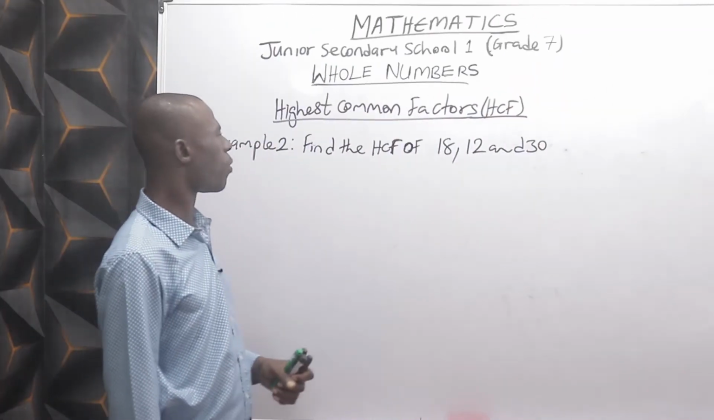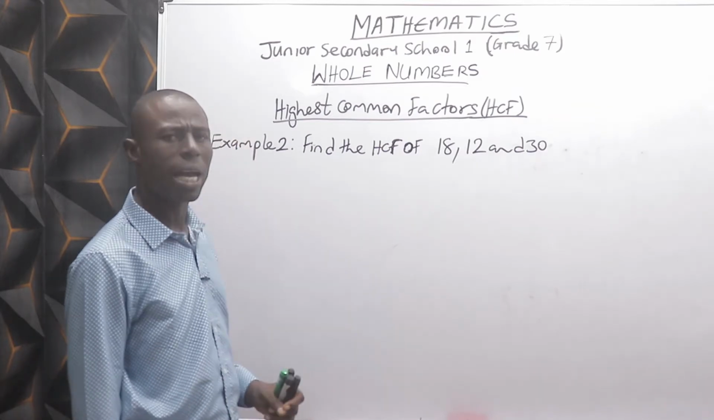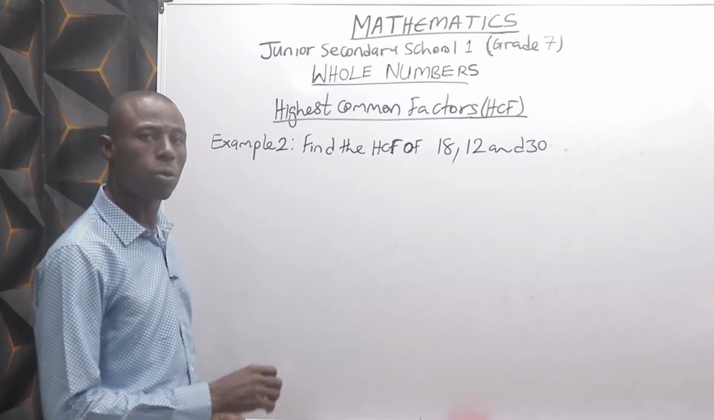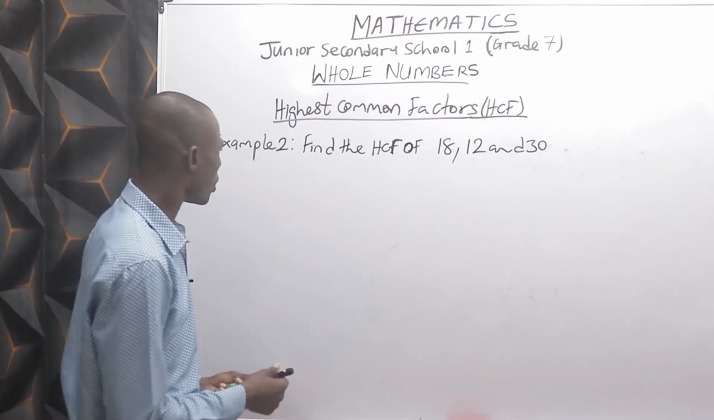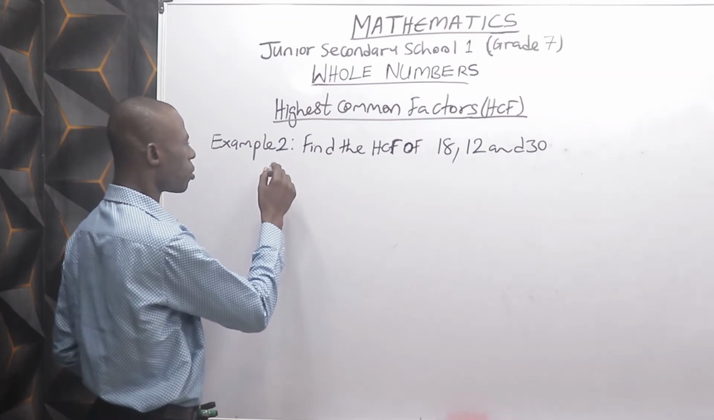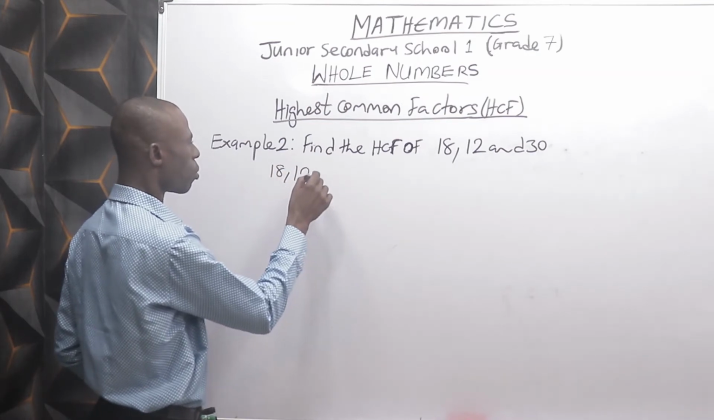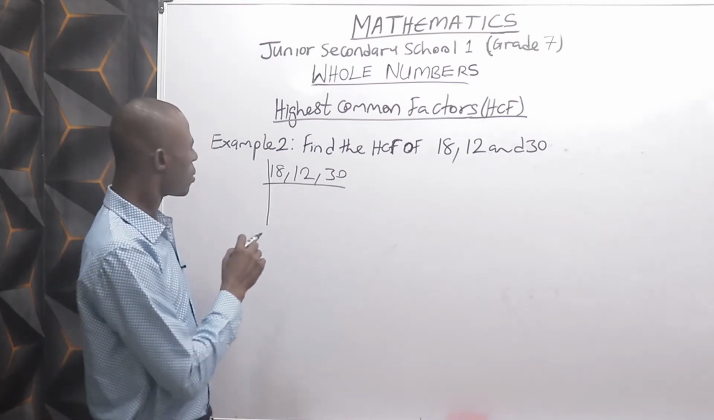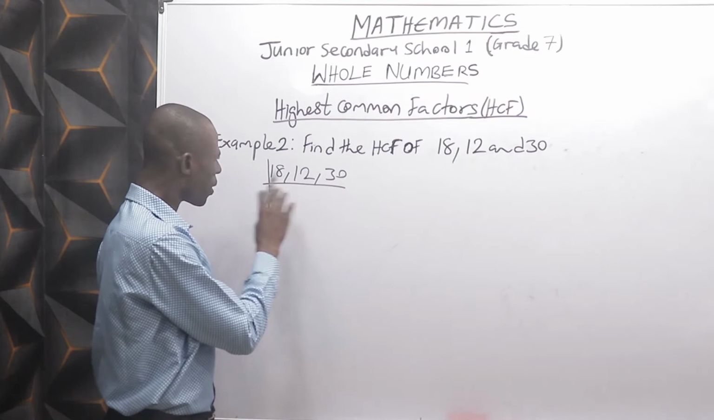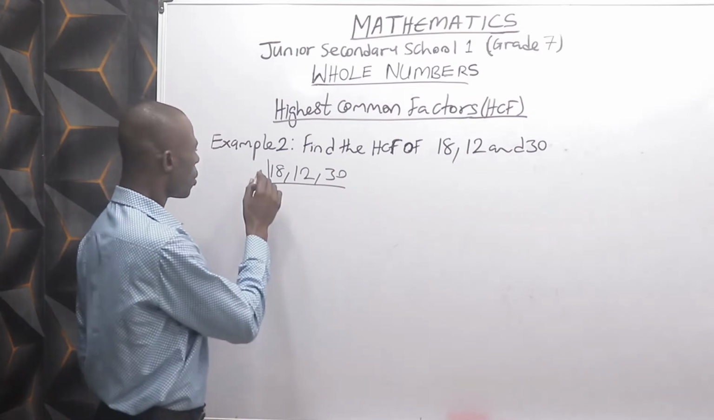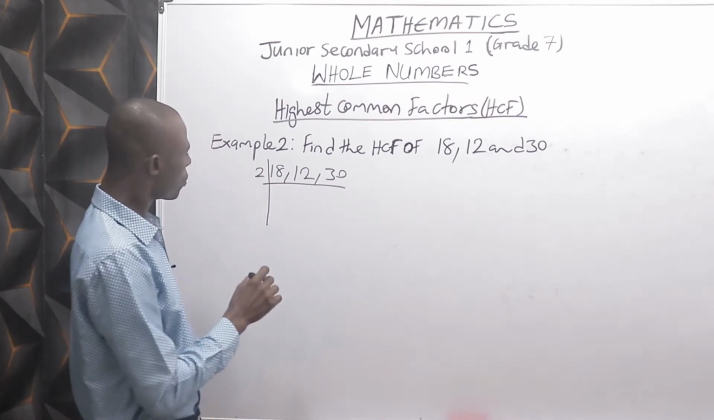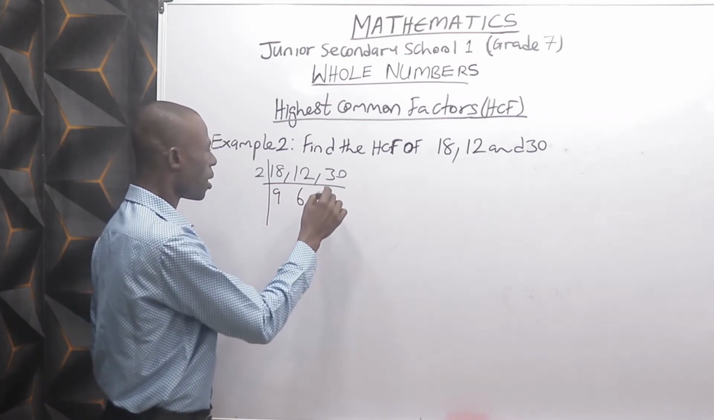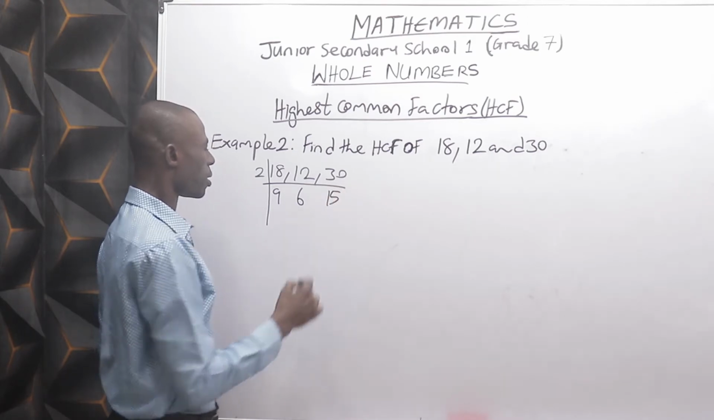Find the HCF of 18, 12, and 30. As usual, we are going to use the two methods for the question as well. Using the long division method, 18, 12, 30. We look for the factor that can divide the three numbers at the same time. Obviously, 2 can do. 2 in 18 is 9. In 12 is 6. In 30 is 15.